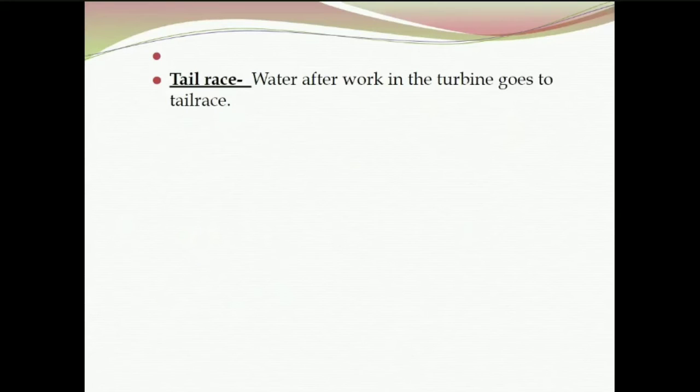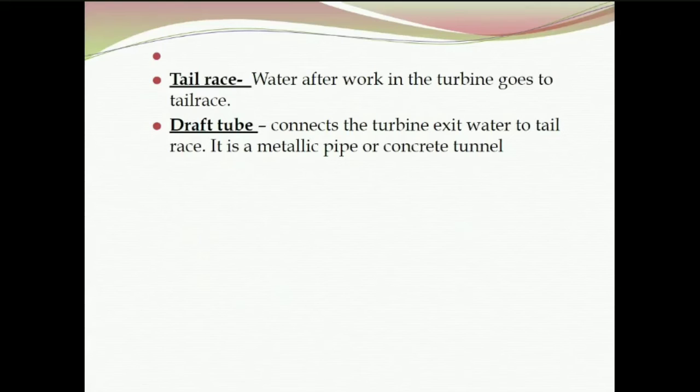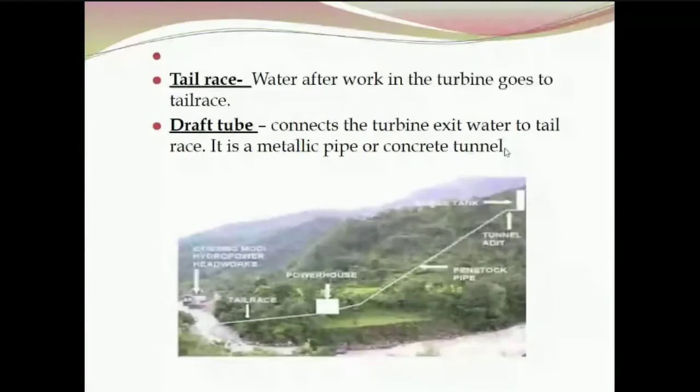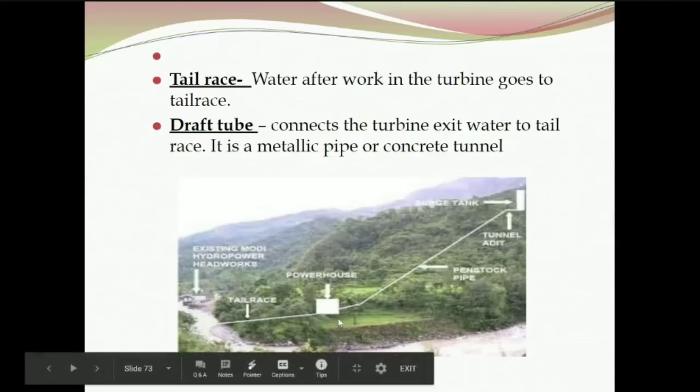And tail race. Water after work in the turbine goes to the tail race. Draft tube connects the turbine exit water to the tail race. It is a metallic pipe or a concrete tunnel. So water from the powerhouse after use goes to the tail race by means of the draft tube. Here you can see the penstock pipe, then powerhouse. Then water after use goes to the tail race.